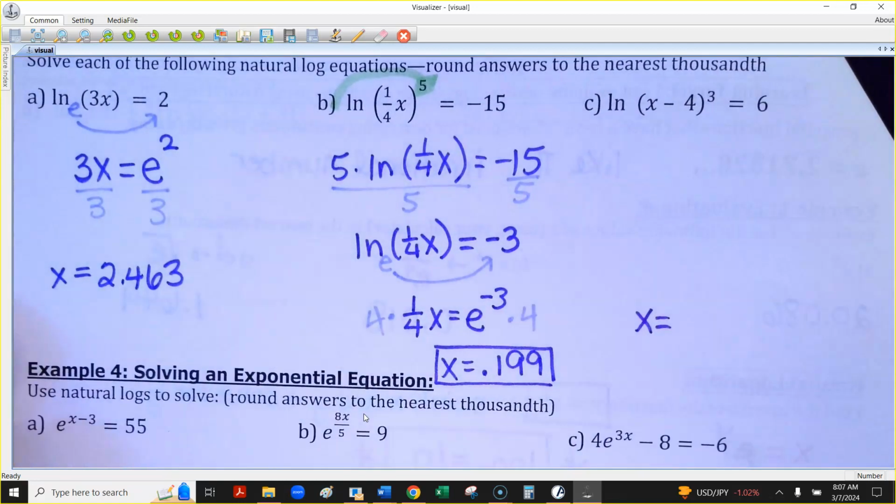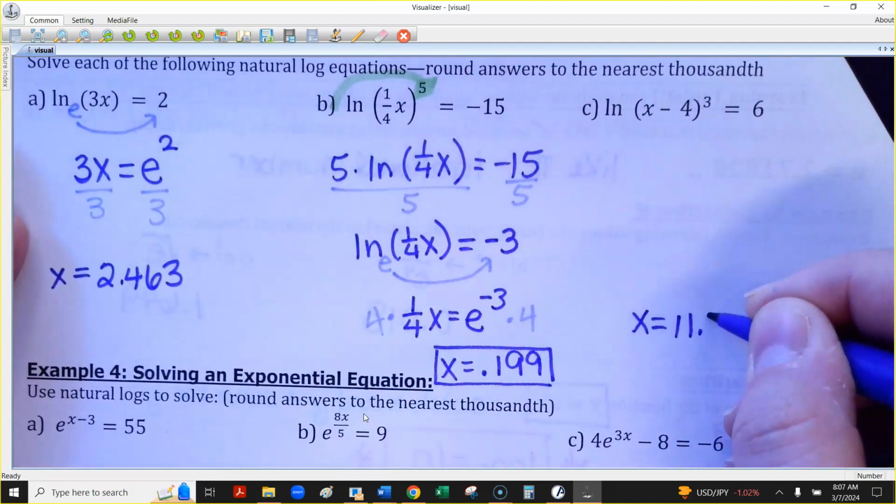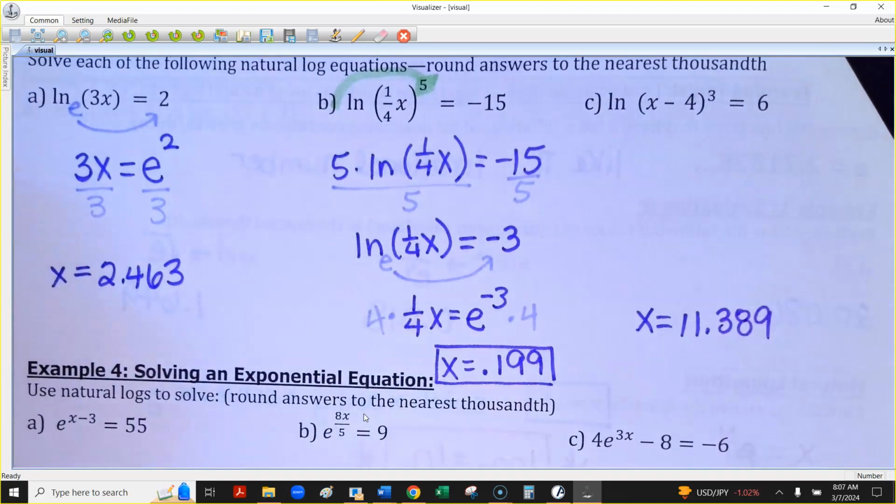Anybody feeling good about their answer? It'll have 3 decimal places. Anybody feel like their answer is correct? You could check it. What did we get for this one? 11.389 sounds perfect to me. Did anybody else not get that? Want me to go through it?